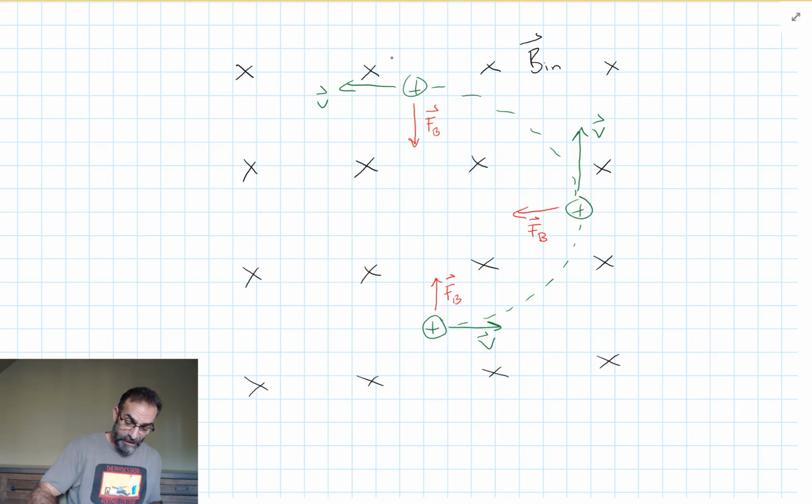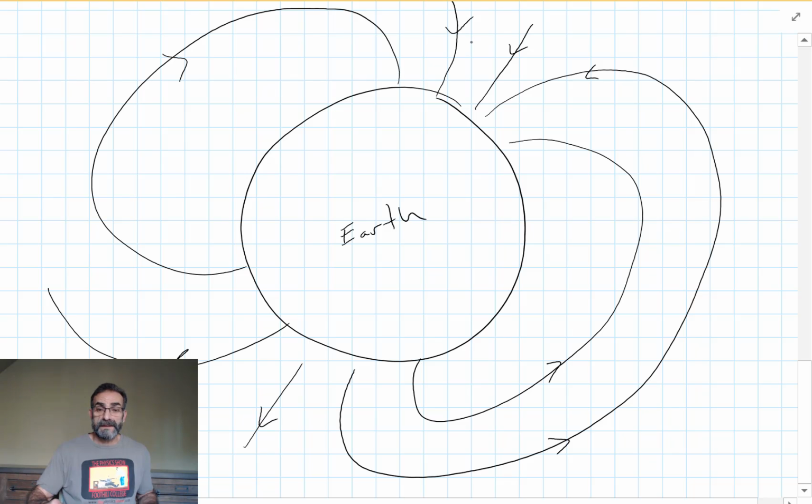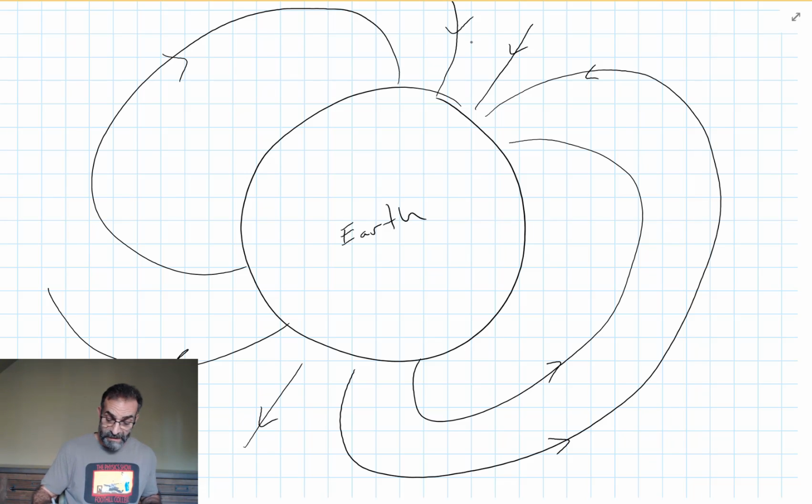And you can see what we're getting here, circular motion. Charged particles in magnetic fields tend to move in these circular paths. The charged particles have a really hard time crossing magnetic field lines because of this perpendicular force. In fact, that's what causes the northern and southern lights. The fact that charged particles have a hard time crossing magnetic fields.